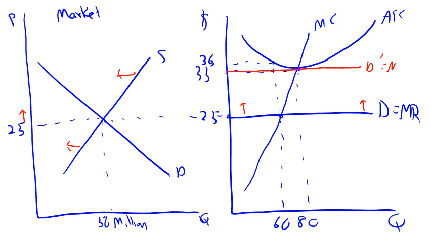D prime equals MR prime. So the supply curve's got to shift over enough to make the new equilibrium price rise to 35. At that point, the firm maximizes profit by producing 80 units of output, and its economic profit equals 0, so no more reason for firms to enter or exit the market exists.